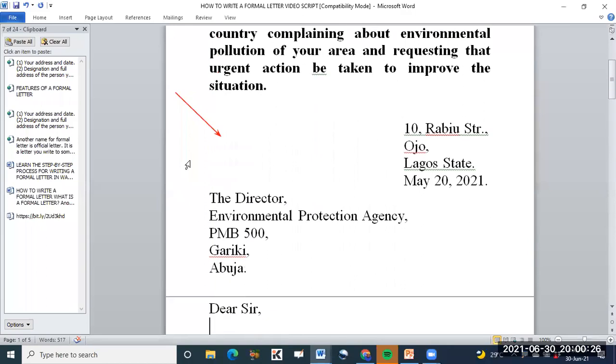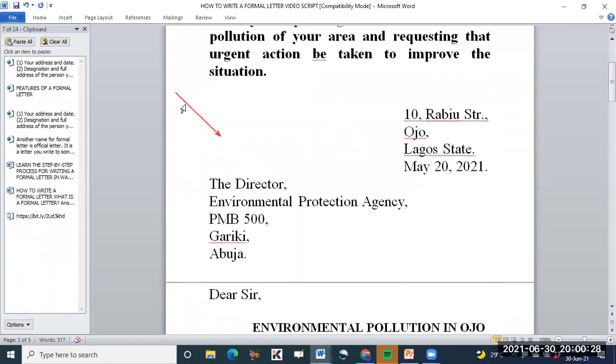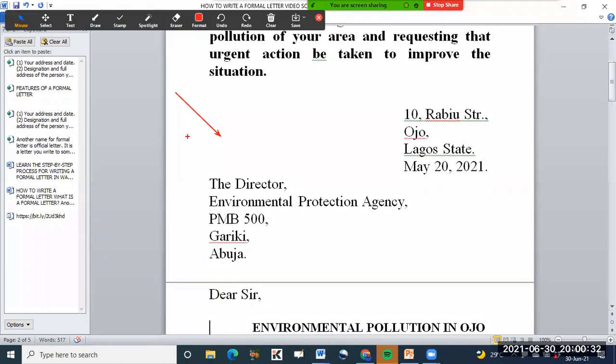All right, so the first thing you look at here, now we begin with the address. So we begin with the address. And so here you look at the address here. This is the address. And this is the date, okay? So 10 Rabiu Street, Ojo, Lagos State, May 2021.